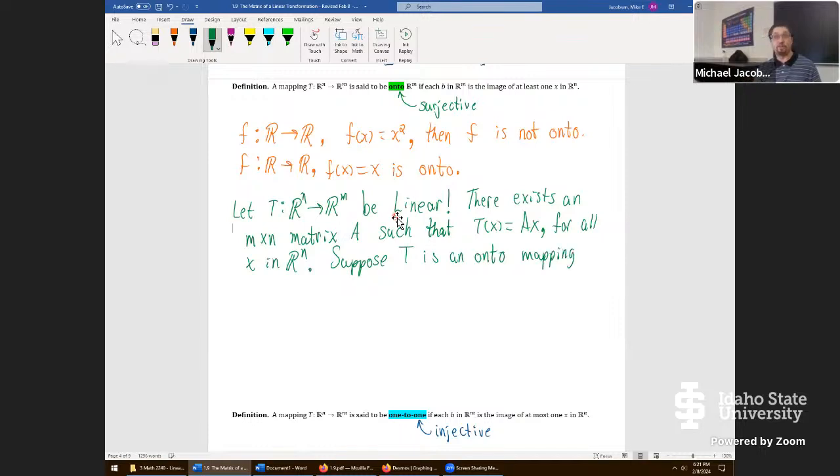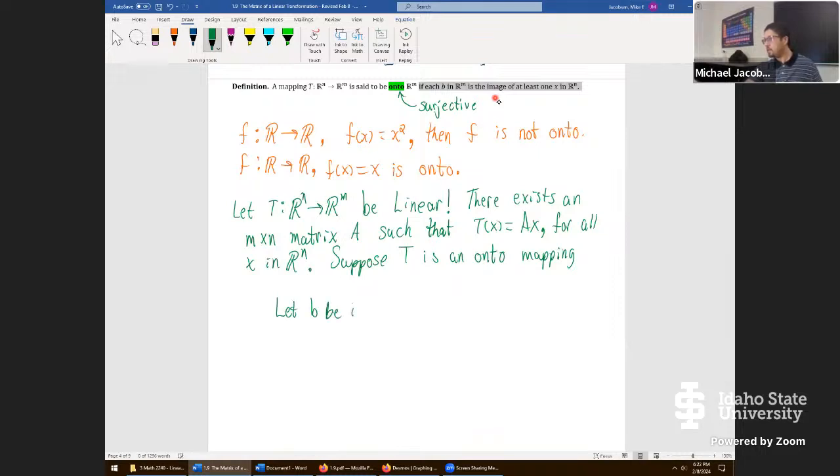Now we're pulling in the definition above, and we're going to show what happens with the onto mapping with an honest linear transformation like this one. Well, let's go back to this. Each B in Rm is the image of at least one X in Rn. We need to break that down, and it's technical, so we'll go slowly. Let's say, let B be in Rm. Rm is the codomain space. Then T of X equals B is consistent.